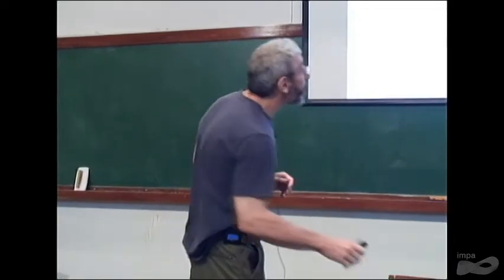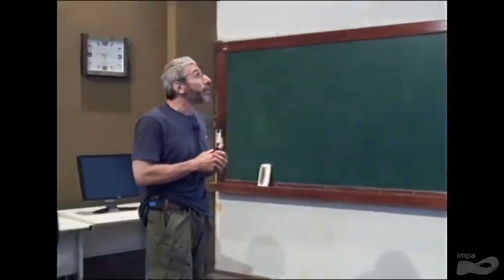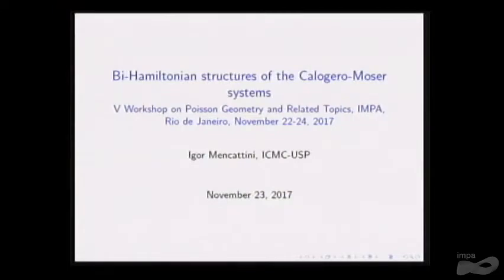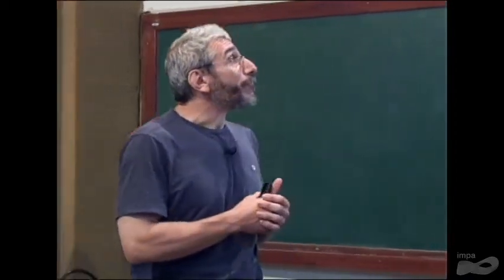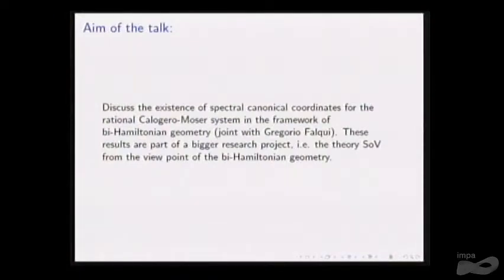What I would like to discuss a little bit today is the Bi-Hamiltonian structure of this classical integrable system, which is called Calogero-Moser. It will be the rational Calogero-Moser. In particular, I will try to introduce special coordinates, which are sometimes called spectral coordinates for these systems. This is work that was joint with Gregorio Falqui.